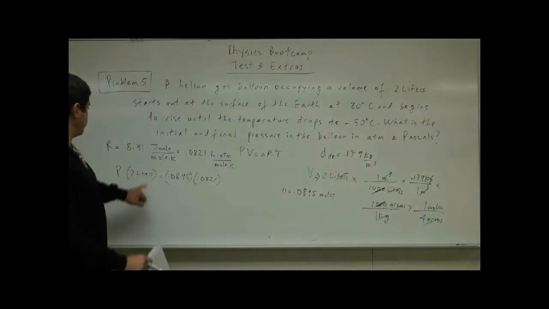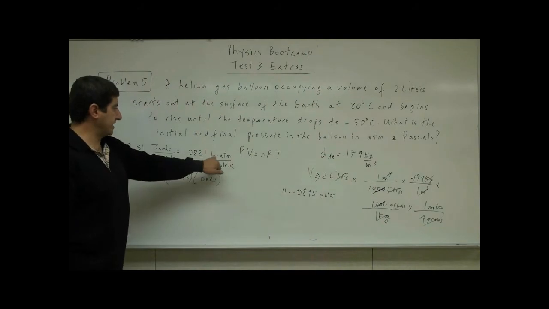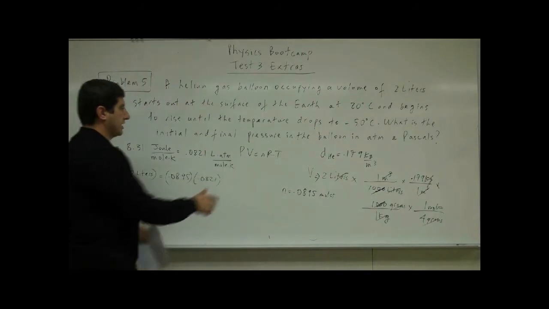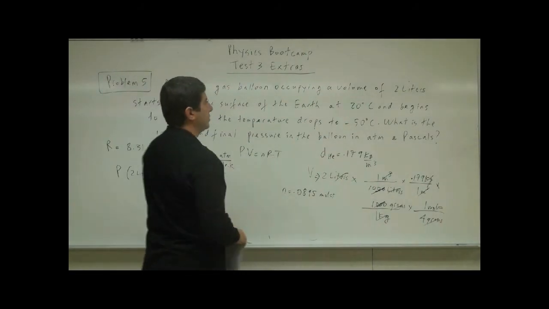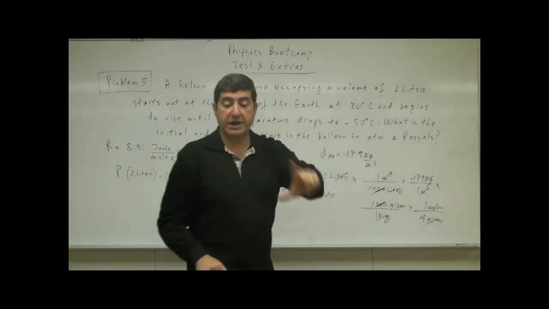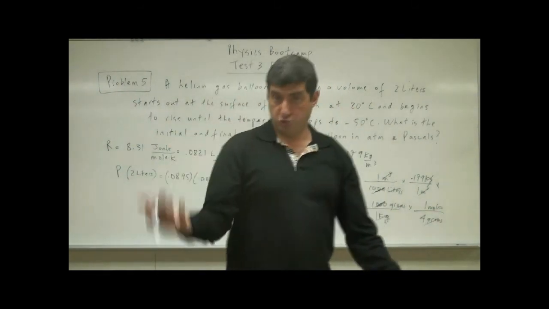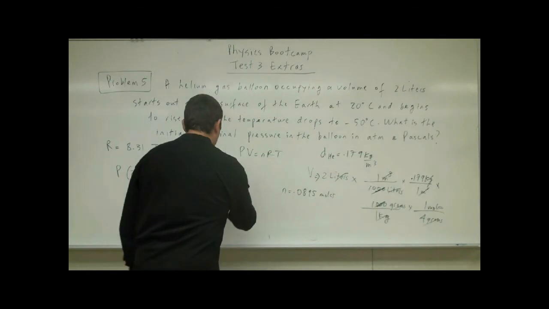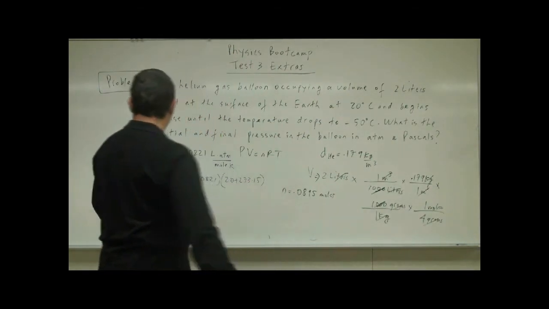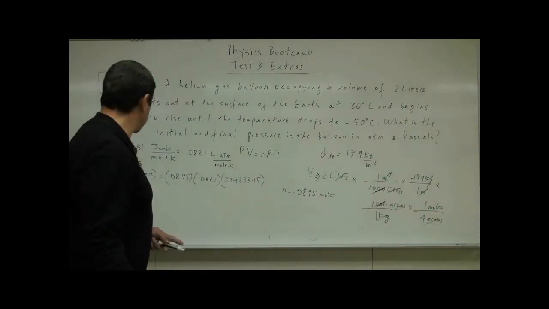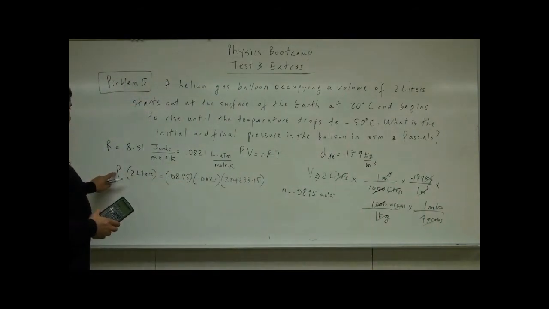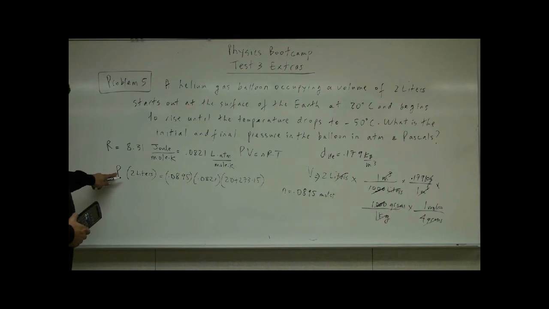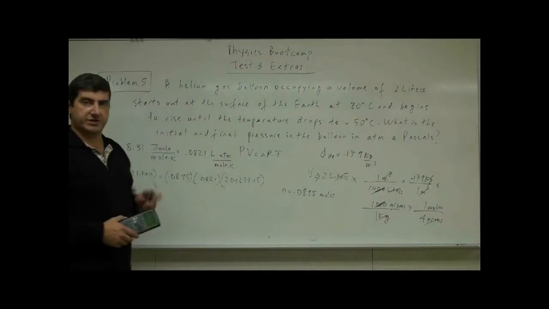So if this is liters, I should use the one that says liter atmosphere. Okay, what's the temperature? 20 degrees Celsius. You have to convert that to what? To Kelvin, right? So 20 plus 273.15. So when I calculate all of this, what is it going to give me? It's going to give me the pressure inside of the balloon in units of atmospheres.